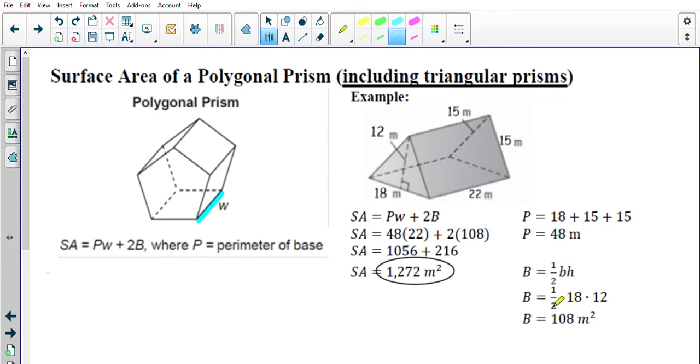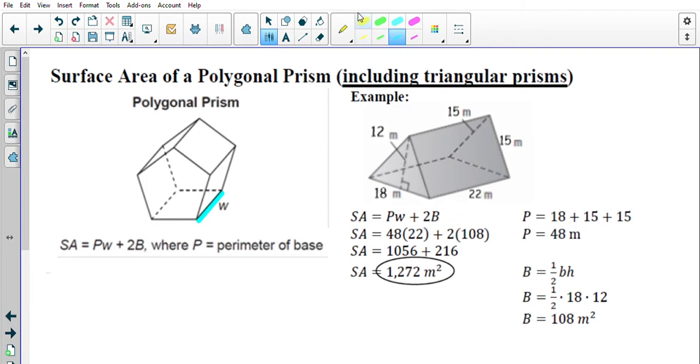Then we have 3 practice problems to do. It may not be a bad idea to pause the video and try some of these on your own whenever you feel comfortable. So we've got a triangular prism here. The formula is PW plus 2 times capital B.